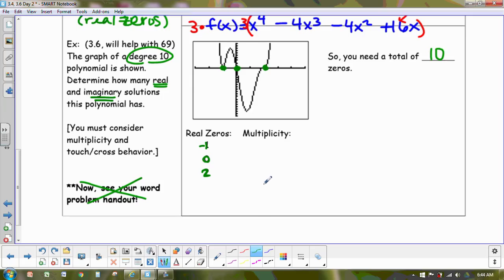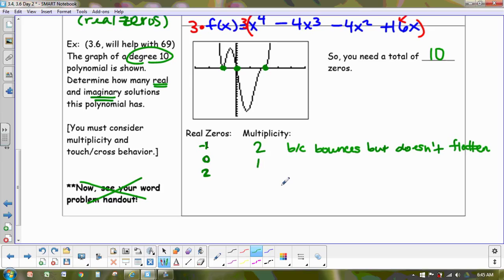That looks like I only have 3 zeros. Well, I need a total of 10. Really, with multiplicity, though, I have more than 3. So I need to think about, because I see that -1 bouncing off, it must have a multiplicity of 2. Because it bounces, but it doesn't flatten. If it bounced and flattened, then I would say it was a multiplicity of 4. I know it's an even multiplicity because it bounces. Since it just turns right around, I know it's just multiplicity of 2.